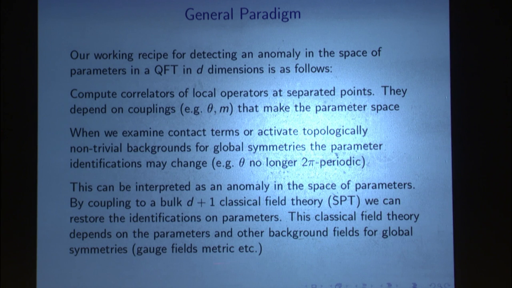And this classical field theory will depend on the parameters by fiat and perhaps other background fields for global symmetries, like we saw the U(1) gauge field in the quantum mechanics example, and we saw the metric in the 4D fermion example. And this gives us our way of identifying anomalies in the space of parameters.